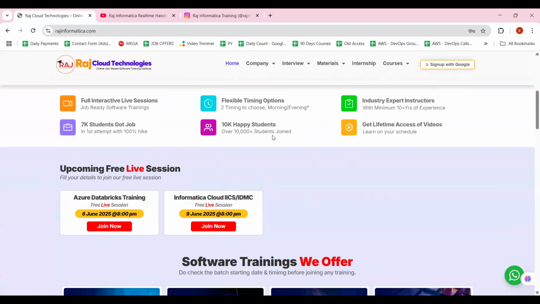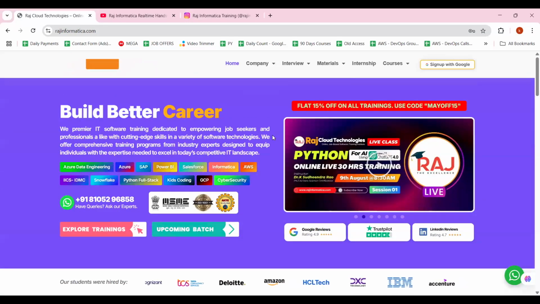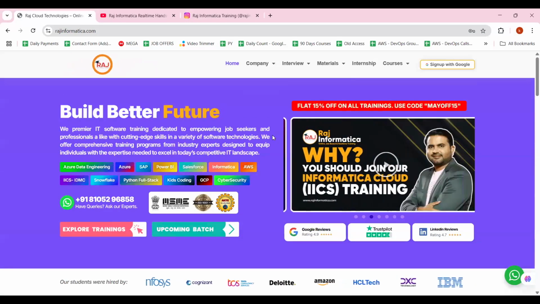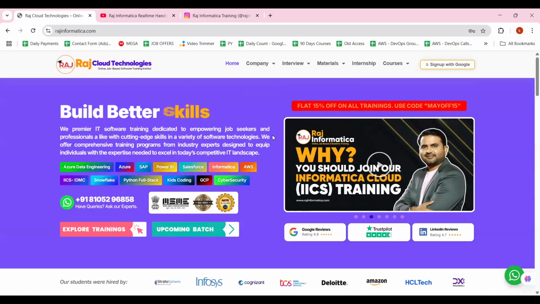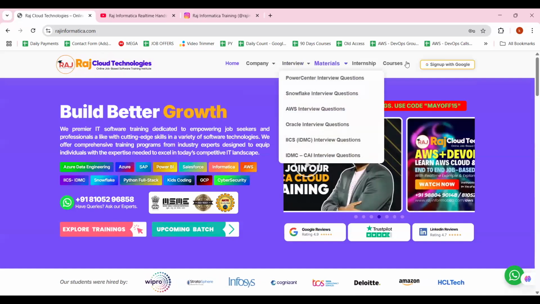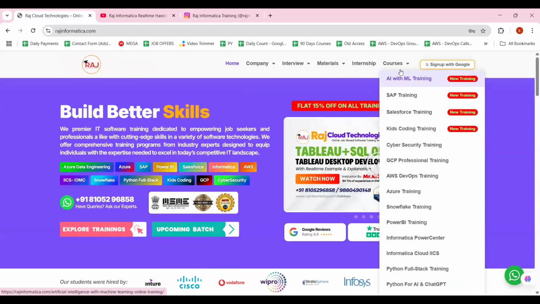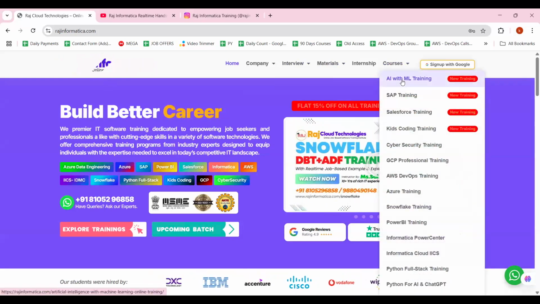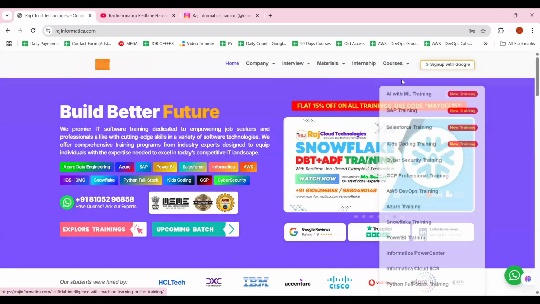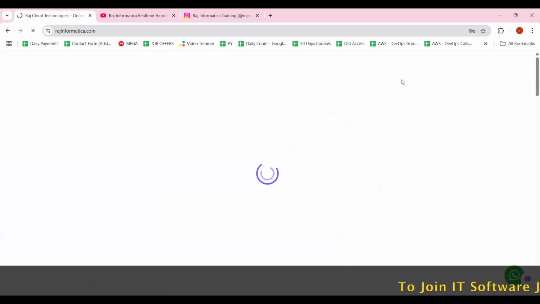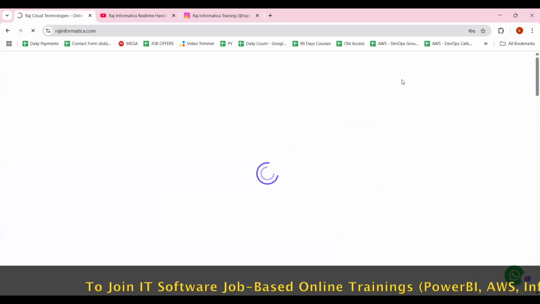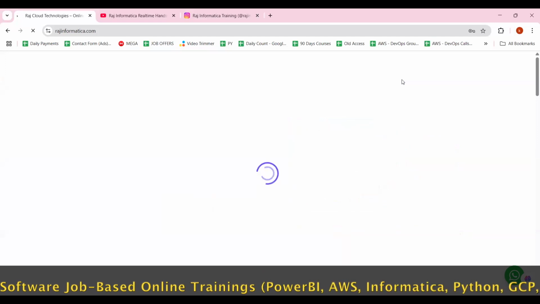If you want to see the AI and ML course content and more information about our course, in the courses section the first one is AI with ML only. You can see the home screen here. In the courses section, click on AI with ML training. You will be able to see a dedicated page for AI and ML training as well.